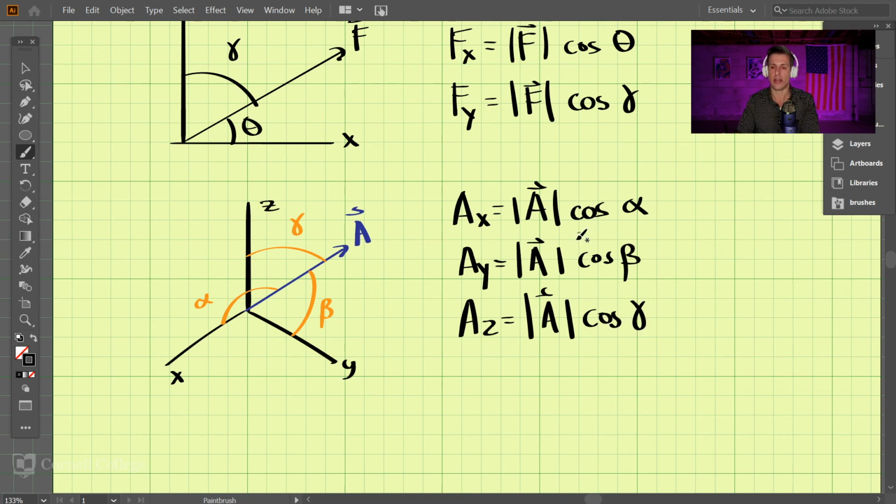Now these cosine alpha, cosine beta, cosine gamma, those have a name. Those are called the direction cosines. So that is 3D vectors, 3D coordinate systems, and direction cosines.